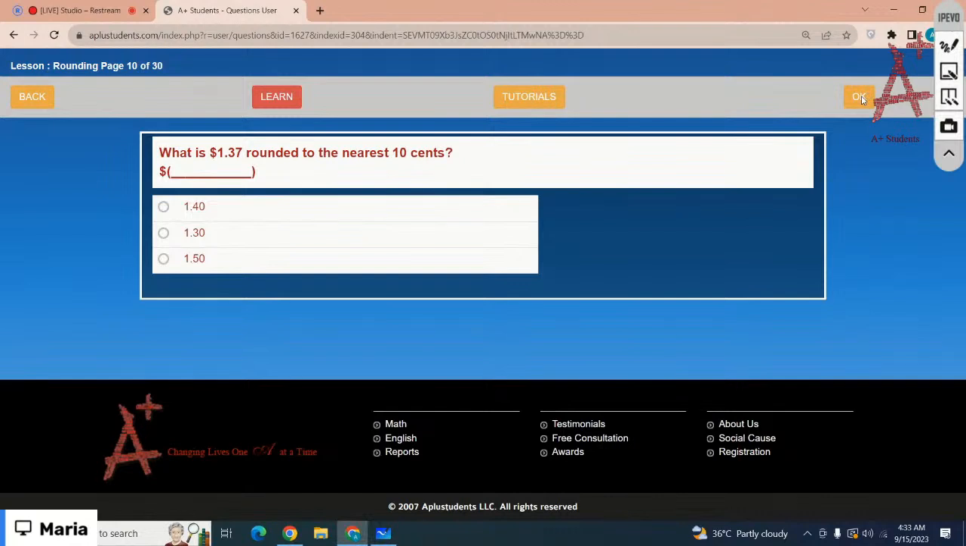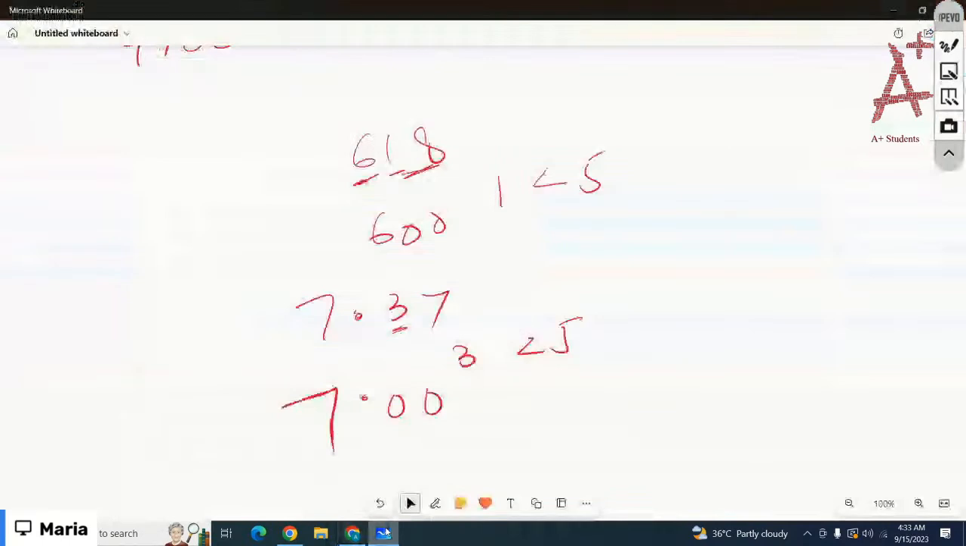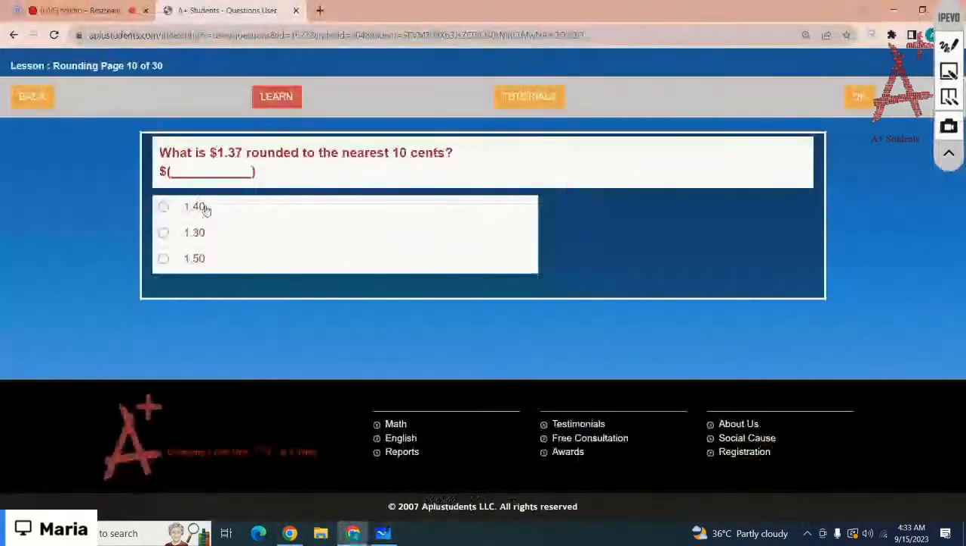What is 1.37 rounded to the nearest 10 cents? You have to round to the nearest 10 cent, right? That means 1.37. That would be the 10-cent value, right? So it would be right next. You have 7. 7 is greater than 5. So you have to round off to 1.4. It will be rounded off to 1.4, right?